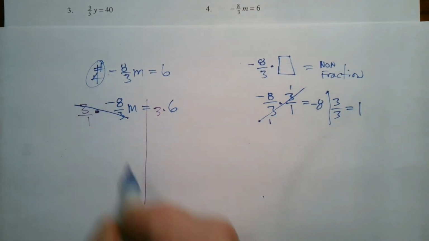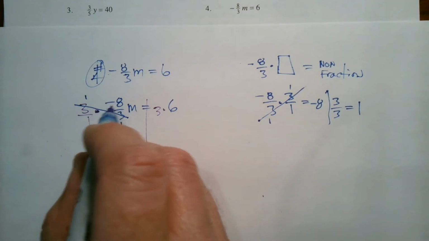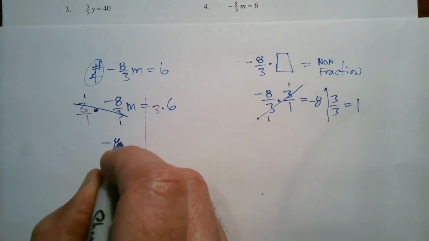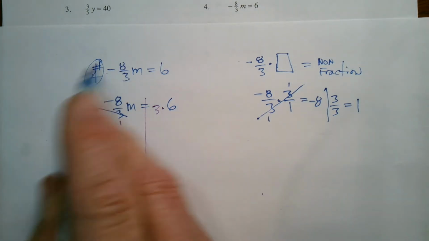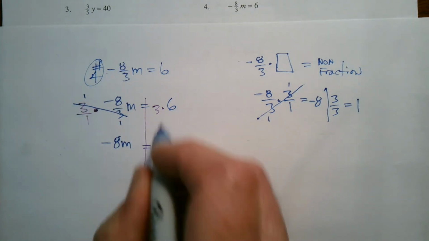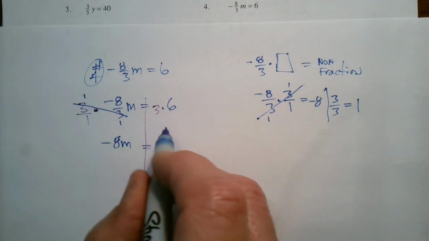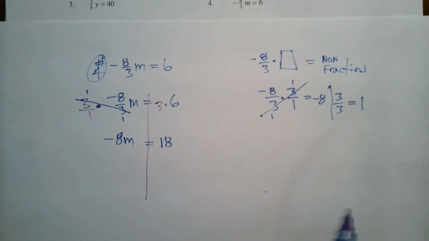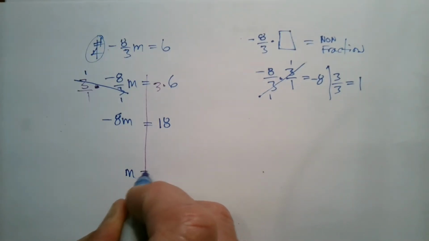So those 3's, as I said, cancel, right? They become 1. So what we're left with is 1 times negative 8m, which is negative 8m. So that busted that fraction. On the other side, I do the same thing: multiply by 3 to have a balanced equation. So 3 times 6 is 18. Now I've got a nice equation without fractions.